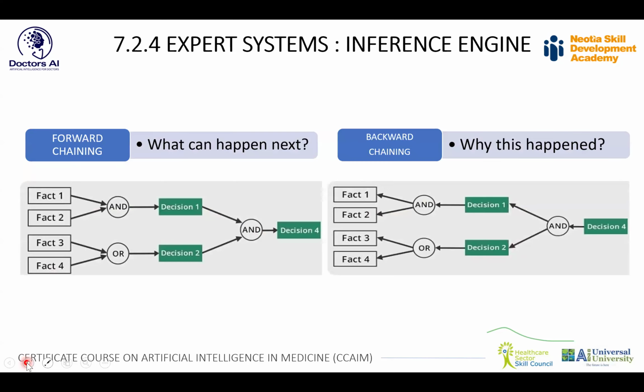There are two ways in which the inference engine works: forward chaining and backward chaining. Understand that we as doctors don't need to know the whole thing, but we need to have an overview of how these are happening. So this comes under that question mark of how, right? Forward chaining is what can happen next. So facts 1, 2, 3 and 4 give decision 1 and decision 2, and then it gives decision 4.